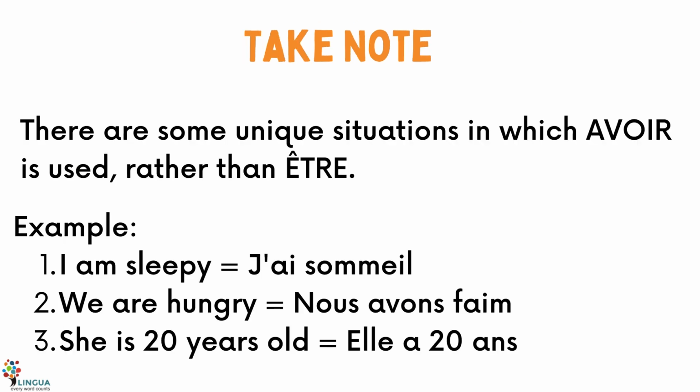But there are some scenarios, right, in which the verb avoir is used instead of être. These scenarios are, for example, I am sleepy. It will not be je suis sommeil. No, it will be j'ai sommeil. Another one is we are hungry, which would be nous avons faim. Or if you want to say I am hungry, it would be what? Got that? J'ai faim. So the verb avoir will be used as opposed to être. And obviously, if you want to describe someone's age, as in she is 20 years old, it will not be elle est 20 ans. No, it will be elle a 20 ans.